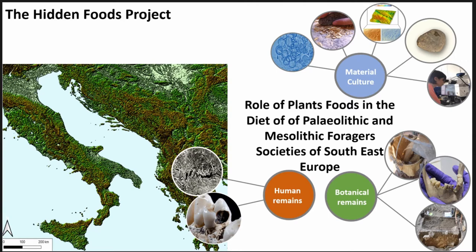For example, we are using human remains in order to assess the health status of past communities. We are using botanical remains to define the kinds of plant species that were exploited. And then we are analyzing material culture through experimental archaeology, use-wear analysis, and residue analysis in order to study the function of these tools that are found in the contexts which are the subject of this project. In particular, as I said, are groundstone tools.